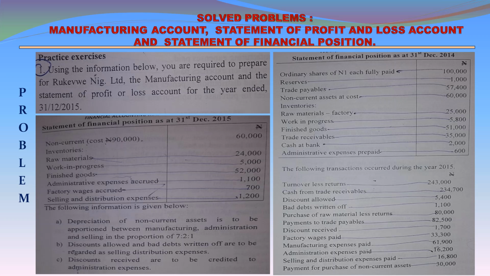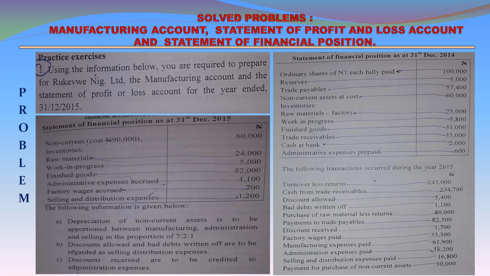Discount received 1,700. Factory wages paid 33,300. Manufacturing expenses paid 61,900. Administrative expenses paid 16,200. Selling and distribution expenses paid 16,800. Payment for purchase of non-current assets 30,000.